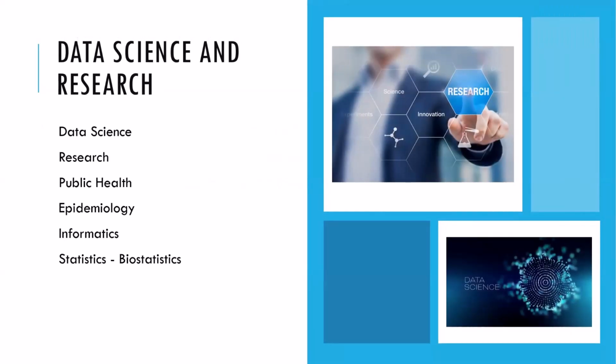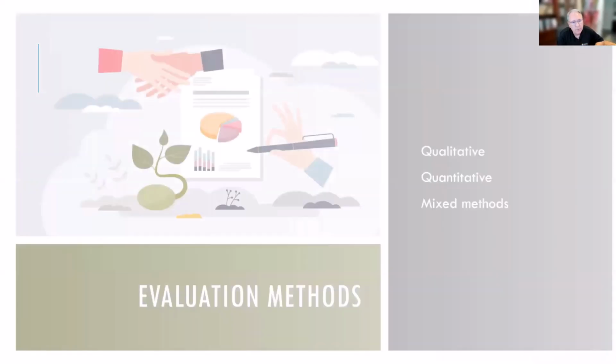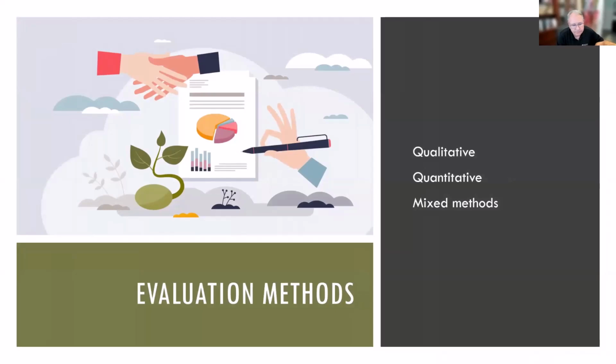So when we talk about data science and research, there are a lot of different areas, a lot of different levels that we can be talking about. We talk about data science, we talk about research, there's public health research, we also have things like epidemiology, informatics, and both statistics and biostatistics. So I want to walk you through what those are and what they mean.